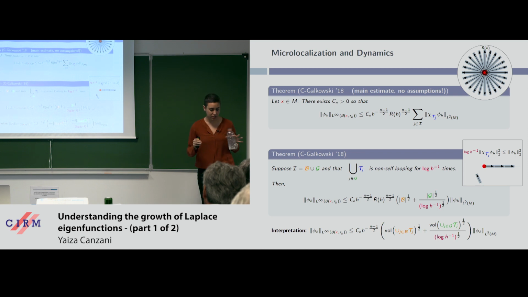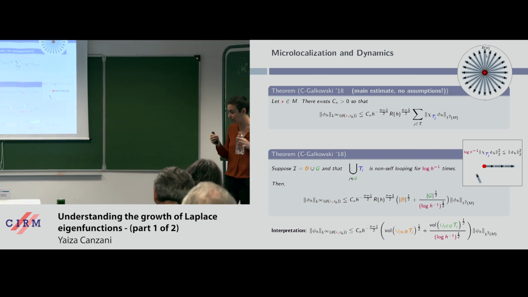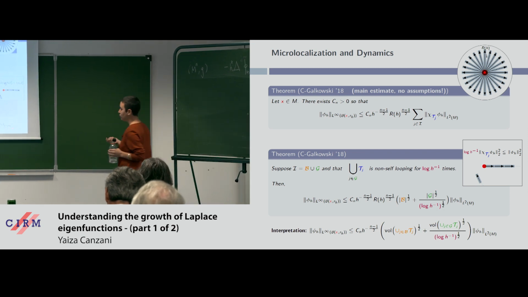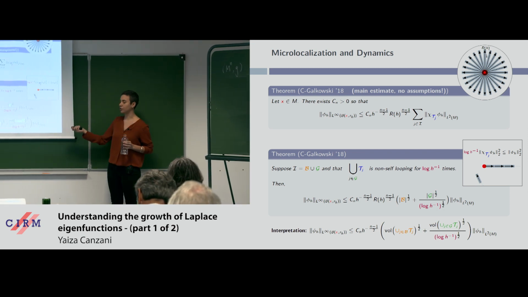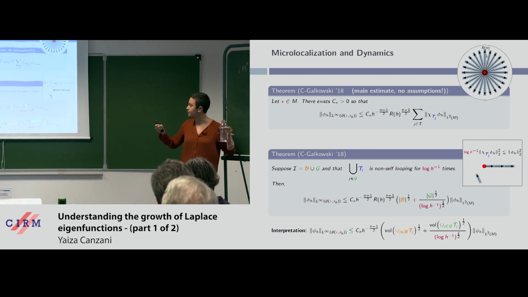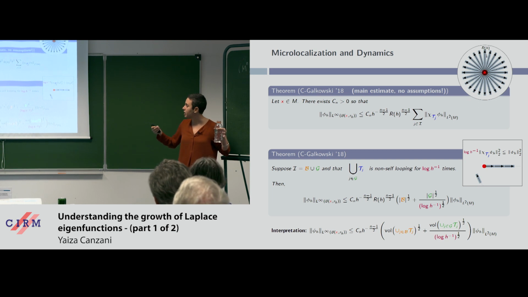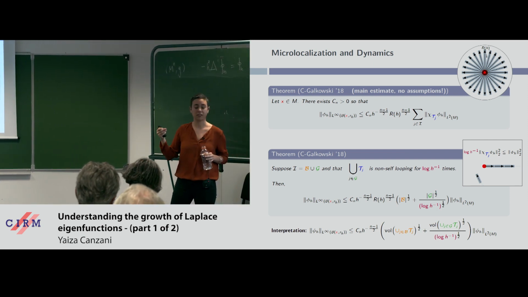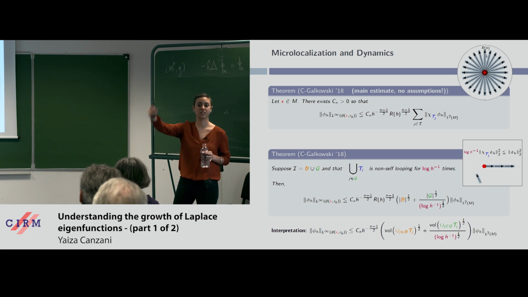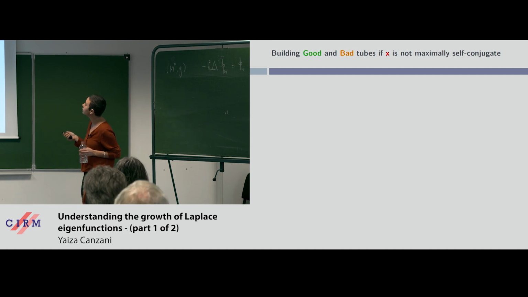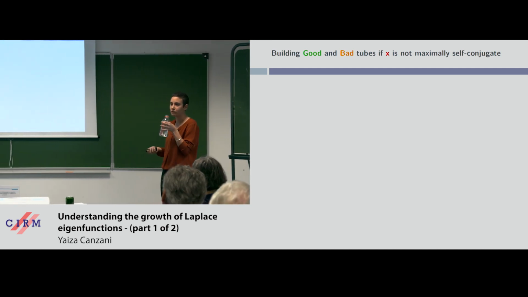Okay, so in the next slide, which is the last one for the subnorms, I'm going to explain how to use a decomposition of this sort into good tubes and bad tubes to prove the result I was talking about at the very beginning: about points that are not maximally self-conjugate, how you can get a logarithmic improvement at a point x if you know that not all the directions will generate geodesics that close at x. So this slide is about how to build good and bad tubes if x is not maximally self-conjugate.